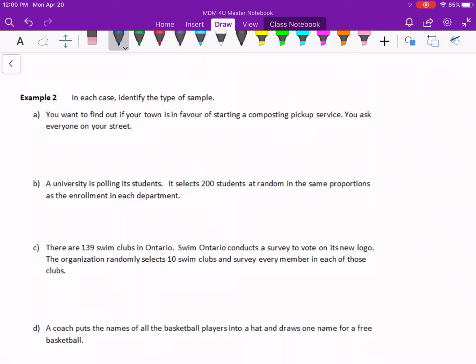And our last example, in each case, identify the type of sample. The first one, you want to find out if your town is in favor of starting a composting pickup service. You ask everyone on your street. To me, this is the key. Everyone on my street. That doesn't seem very random to me. In fact, it seems pretty convenient.